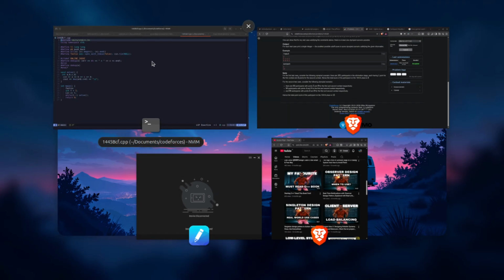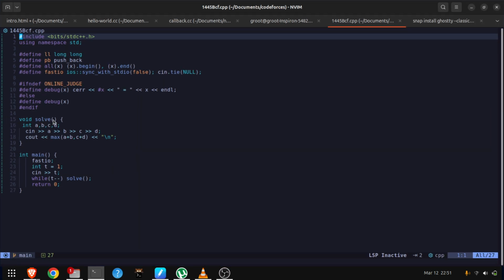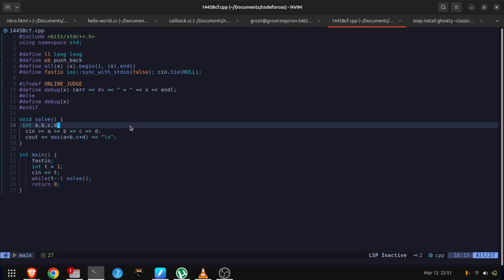Let me show you the solution. As you can see, we take the input of a, b, c, d. We have declared the variables. Then we take the max of a plus b and c plus d, whichever is the max, we output that value and we'll get the answer.